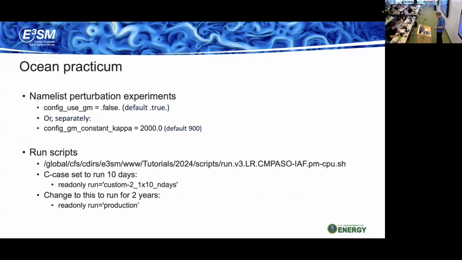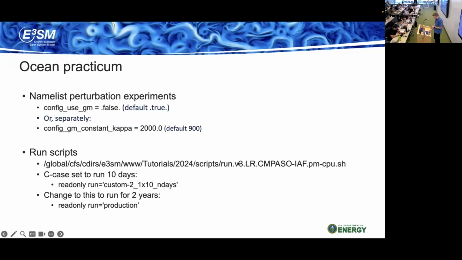So for the ocean practicum changes, one of the big things that we alter often, that Alice talked about this morning, is the McWilliams coefficient and whether it's on or not. And so there's two separate suggestions. One is to simply turn GM off on a low resolution and see what happens. And the other one is to change the default value of kappa.